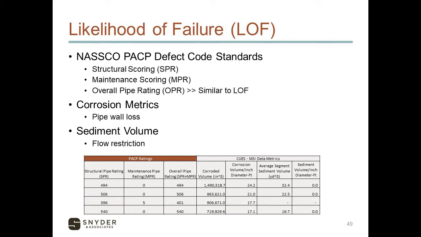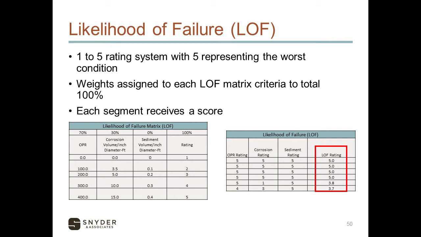Depending on the size of your system, you could stop with overall pipe rating. Here, it was a larger system, so we had some corrosion data that we got from LiDAR and then sediment volume for flow restriction, and we added that into our likelihood of failure scoring for the assets. We'll rank these on a 1 to 5 system, and 5 represents a worst case condition. Weights are assigned to each matrix criteria. As you can see in the table to the left, we have certain percentages that would total 100, but for this particular project, the overall pipe rating is a 70% weight, and then the corrosion that was collected through LiDAR on an inch diameter basis is a 30% to total 100.